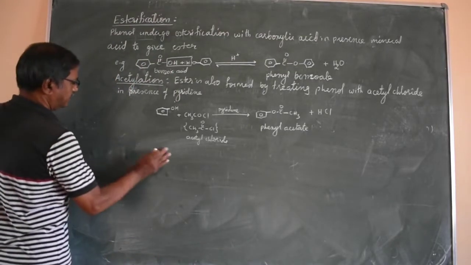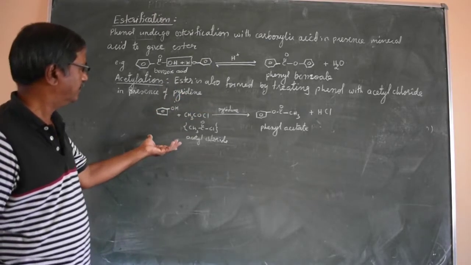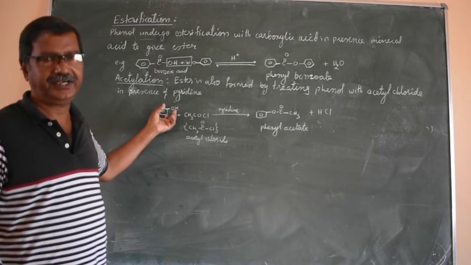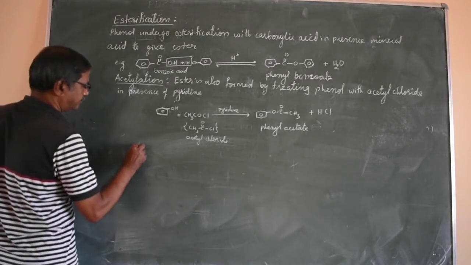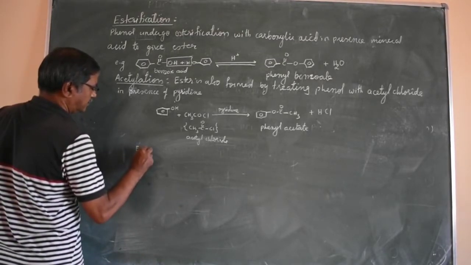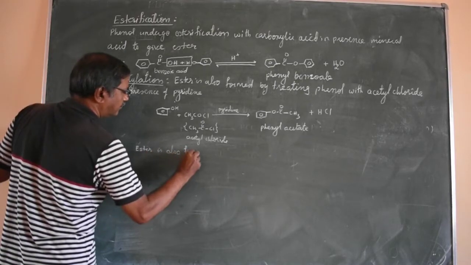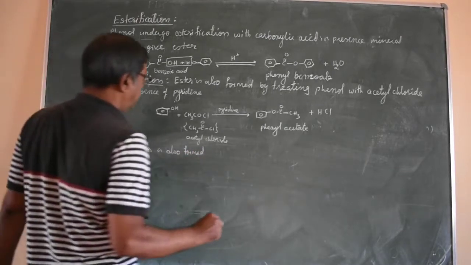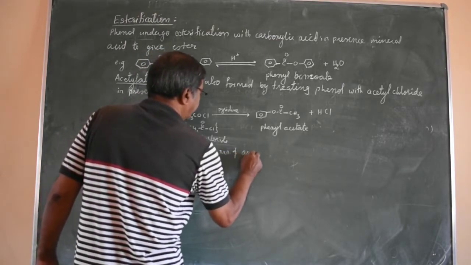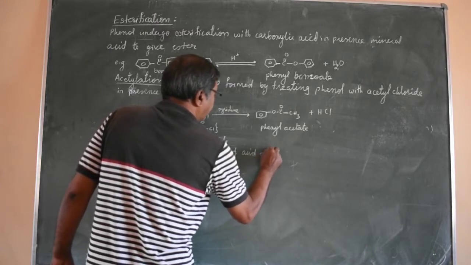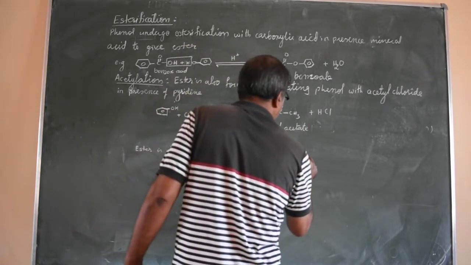Next, ester is also formed by treating phenol or alcohol with acid anhydride in presence of catalyst H2SO4. Ester is also formed by reaction of acid anhydride with phenol.